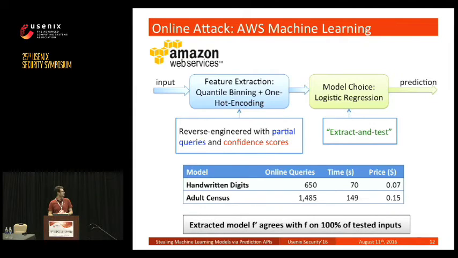So here are some results we got for two classical classification problems, for handwritten digits and US Census data. With a few hundreds or thousands of queries, it takes a couple of minutes and a small price that you have to pay for each query. We managed to reconstruct local models that have the exact same input-output behavior as the targets.